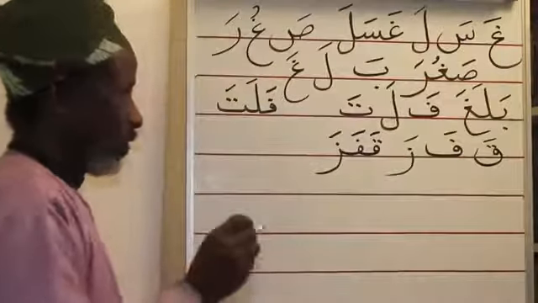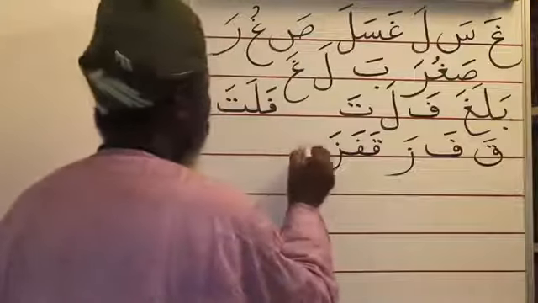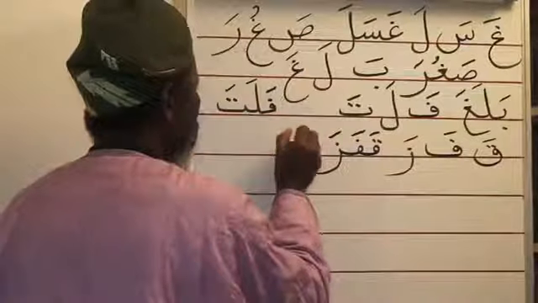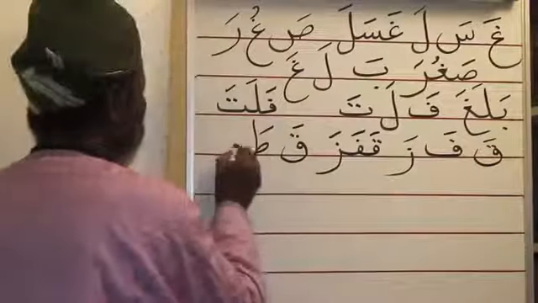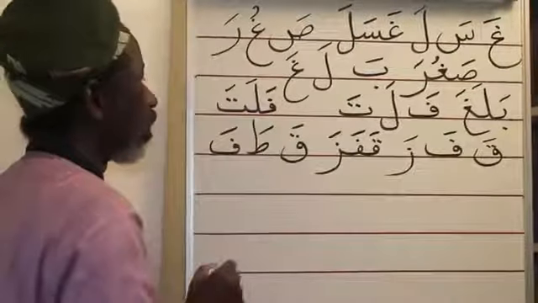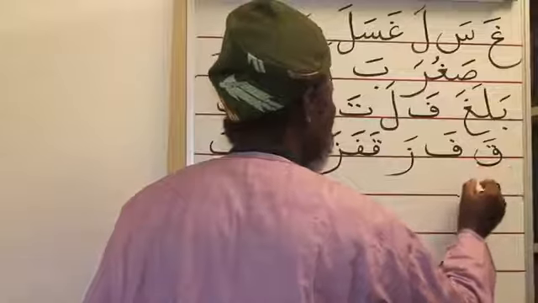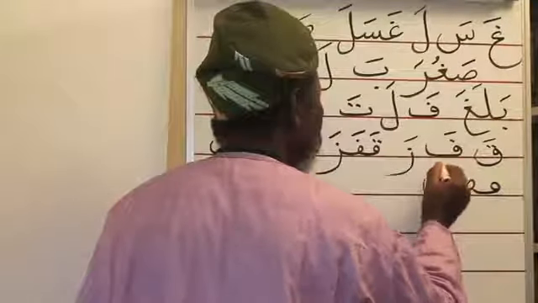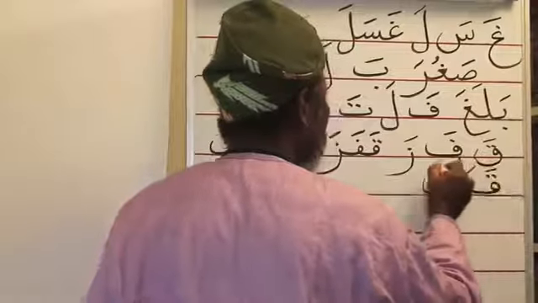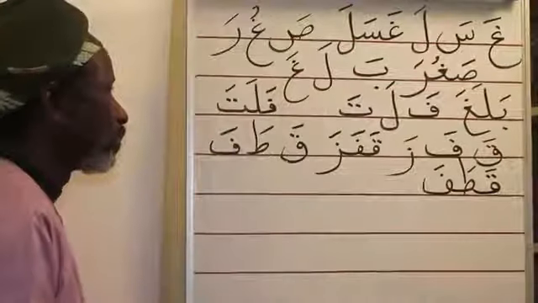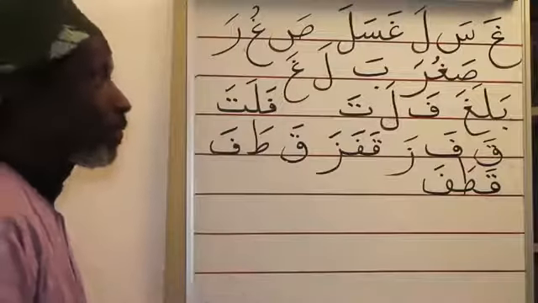Now we need fa at the end. Qatafa. So qa. Ta. Fa. Qatafa. Join. Qa. Ta. Fa. Qatafa. Let's conclude page 37.